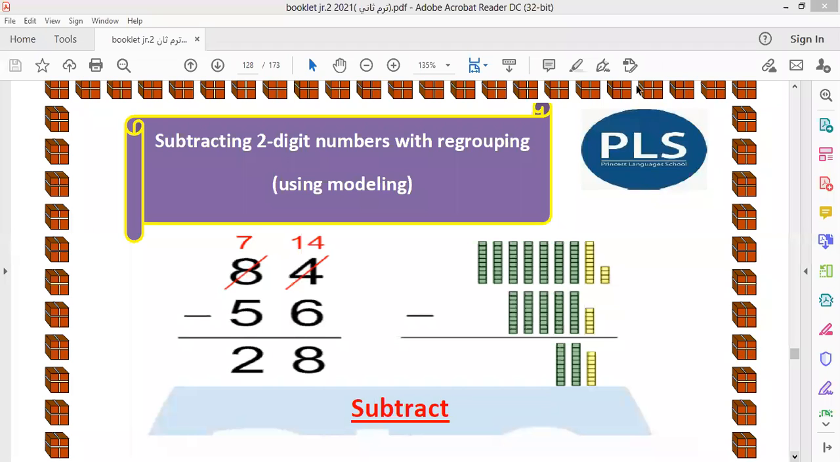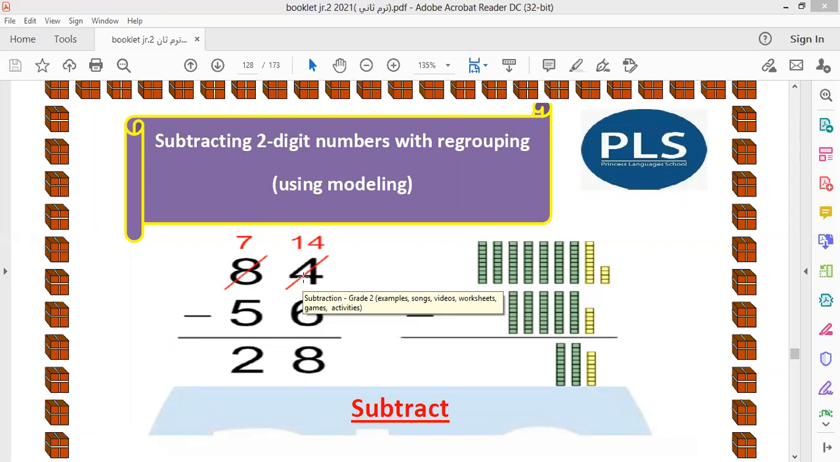Subtracting two-digit numbers with regrouping. If we have 84 minus 56, at first we start with ones. 4 minus 6 doesn't work. Why? Because when we subtract, we start with the greater number minus the smaller number. But here we have 4 minus 6. We start with what? The smaller number.